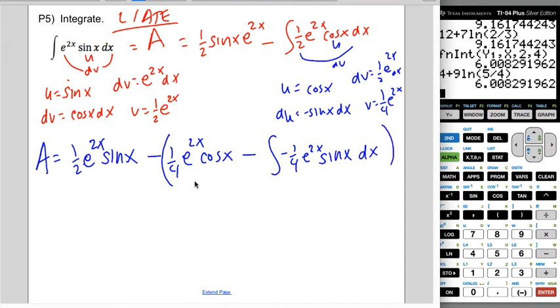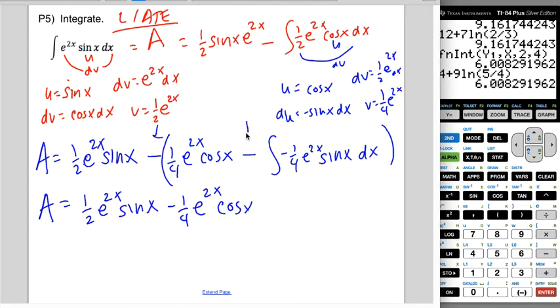Okay, so now let's clean up some stuff, because that is this integral but with some stuff in front of it. So I have A equals 1/2 e to the 2x sine x minus 1/4 e to the 2x cosine of x. And then this is a minus times a minus times a minus, so it will come out negative. So I have a minus 1/4 the integral of e to the 2x sine x dx. Well, that's A, right? So this is a minus 1/4 A. This whole thing was A.